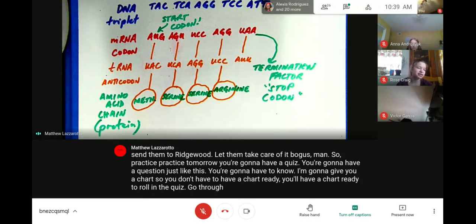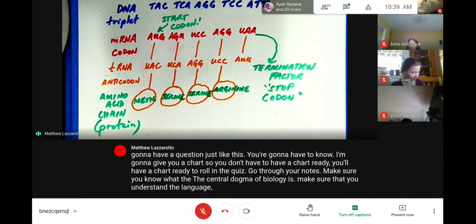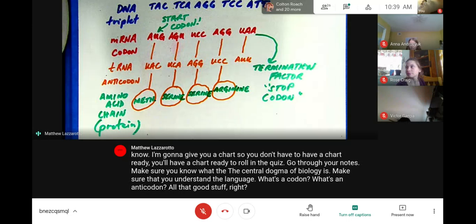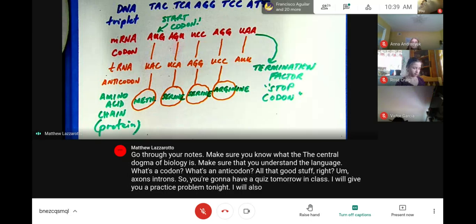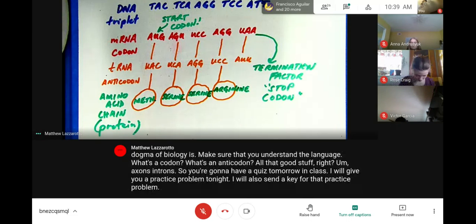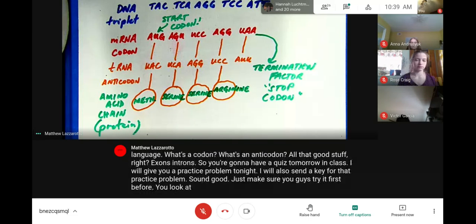Go through your notes. Make sure you know what the central dogma of biology is. Make sure that you understand the language. What's a codon? What's an anticodon? All that good stuff, right? Exons, introns. So you're going to have a quiz tomorrow in class. I will give you a practice problem tonight. I will also send a key for that practice problem. Sound good? Just make sure you try it first before you look at the key. And if you have questions, as always, please reach out.